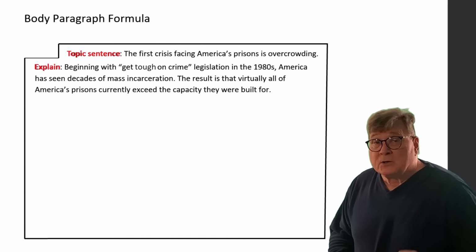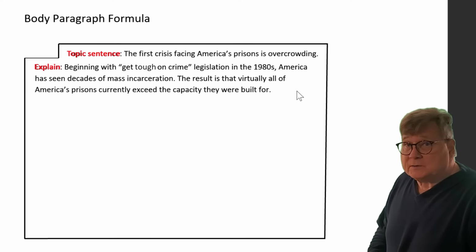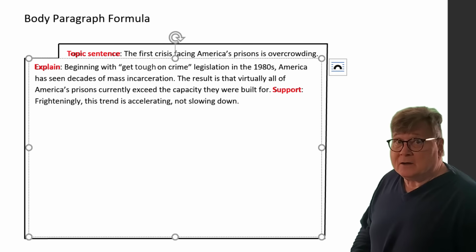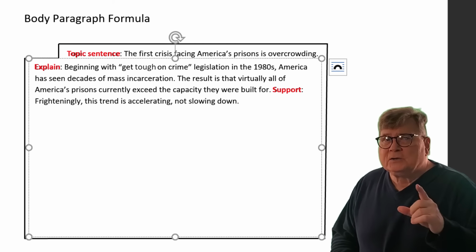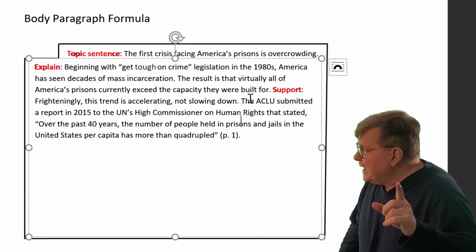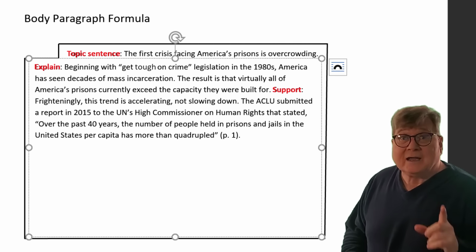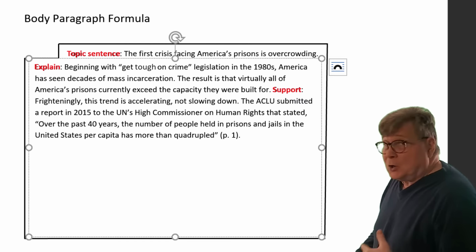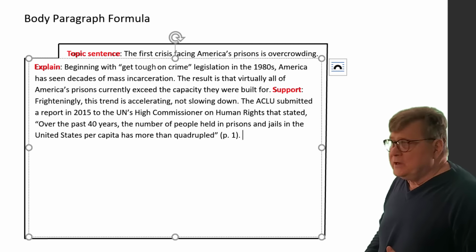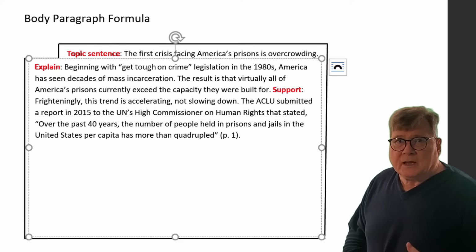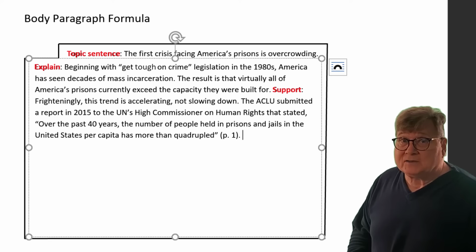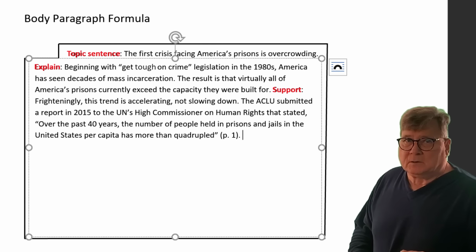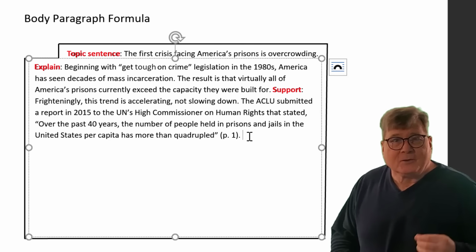Here's an example. First, you begin with your own words. Frighteningly, this trend is accelerating, not slowing down. Now comes the source to support the claim you just made. The ACLU submitted a report in 2015 to the UN's High Commissioner on Human Rights that stated, quote, over the past 40 years, the number of people held in prisons and jails in the United States per capita has more than quadrupled. Page 1. Then you've done the source.